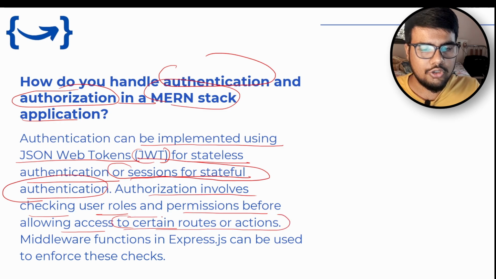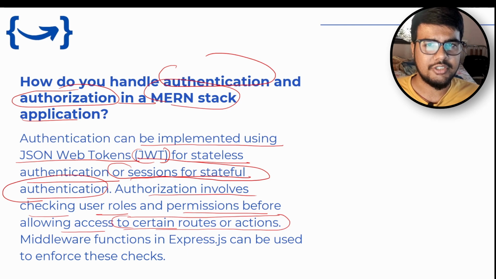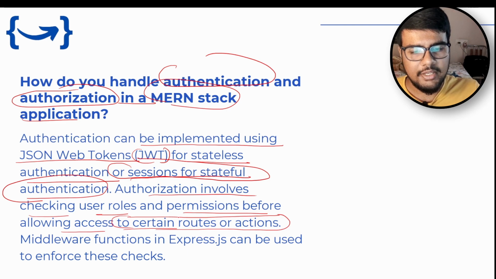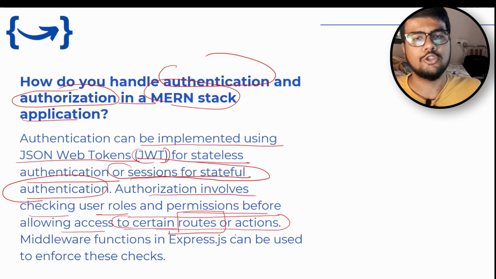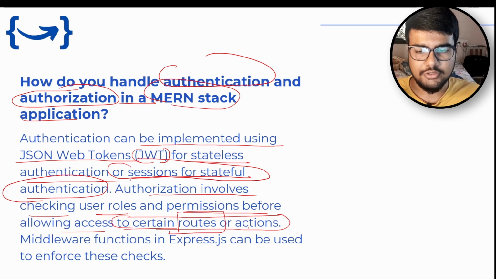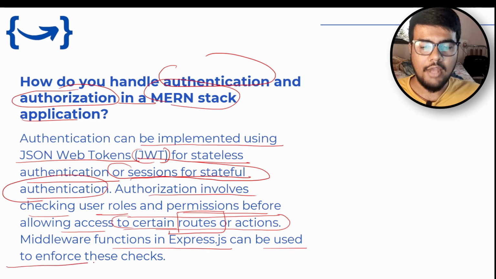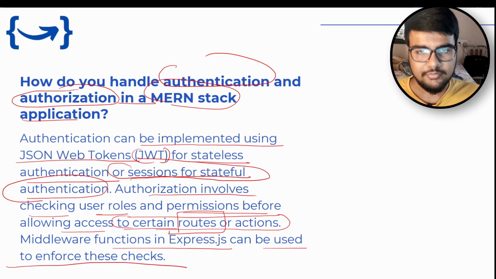So this you should use in your explanation because it is needed. Why can you use authentication and authorization? The keyword is specifically routes, which you should mention in your response. Middleware functions in Express.js can be used to enforce these checks.